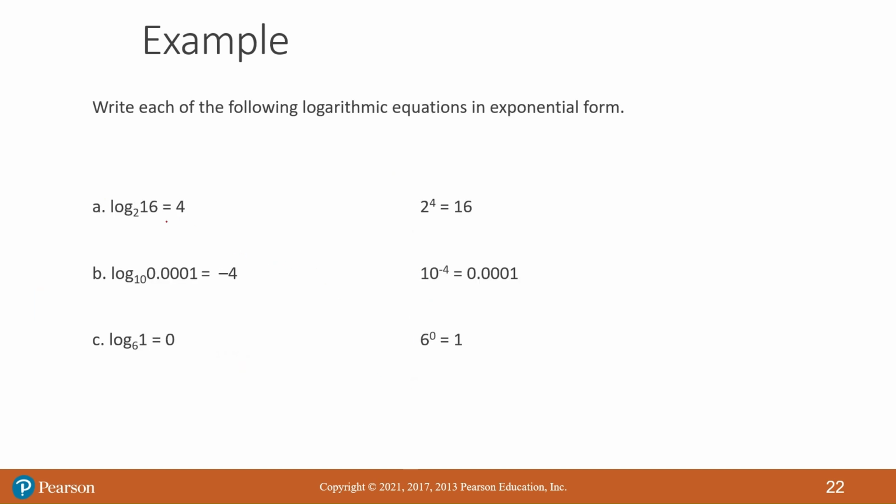Like I said, we have to be able to convert from one side to the other. So we also might be given a logarithm and expected to convert to an exponential. So if we're given log base 2 of 16 equals 4, we should be able to convert that into 2 to the 4th power equals 16. If we're given log base 10 of 0.0001 equals negative 4, we should be able to convert that into 10 to the negative 4th power equals 0.0001. And for C, log base 6 of 1 equals 0 should be easily converted into 6 to the 0 power equals 1.